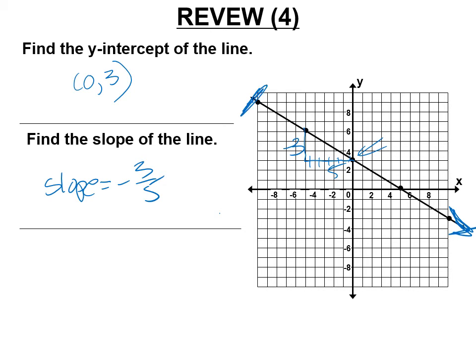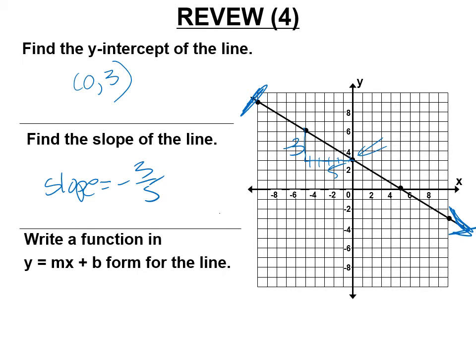This one's there just because it's a line. But look at the arrow on the right. If it's pointing up, you have a positive slope. If it's pointing down, you have a negative slope. What's the function? y equals -3/5 x plus 3.